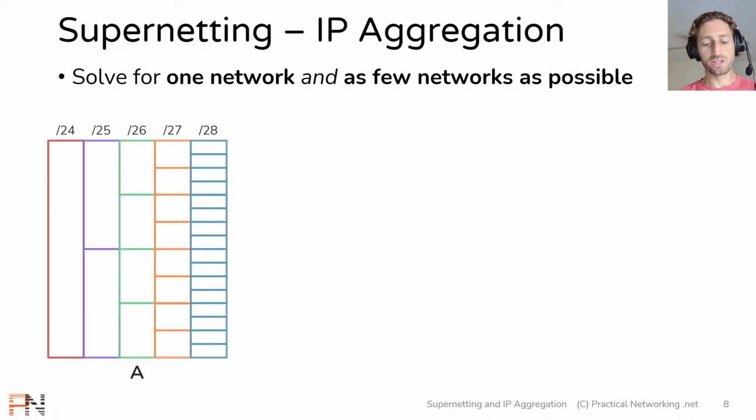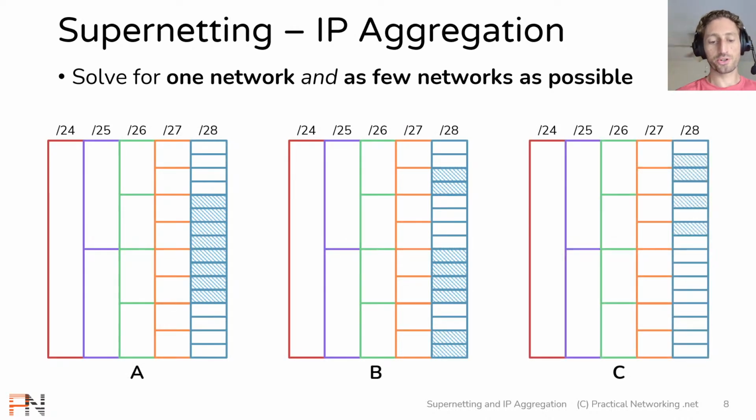Again, for each of these 3 problems, you're going to solve 2 things, so I'm going to expect 6 answers from all of you. For problem A, summarize these 8 /28s into one network or as few networks as possible. For problem B, summarize these /28s that are not sequential into one network or as few networks as possible. And finally, for problem C, it's going to be those 4 /28s right there.